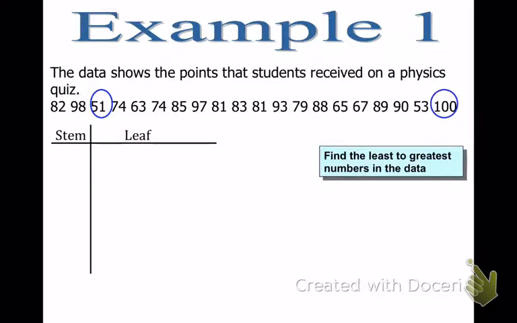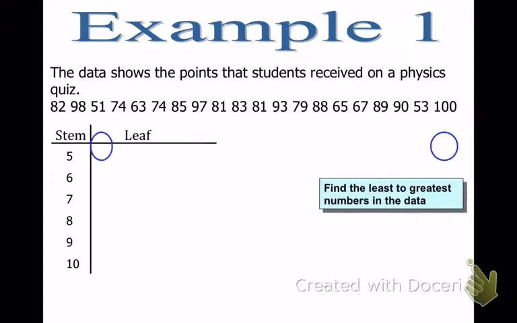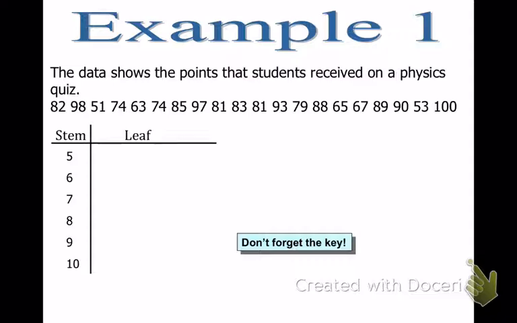So that means on my stem I need a 5 through 10 for the 50s, the 60s, the 70s, the 80s, the 90s, and the 100s. We're going to now follow with putting our key. We don't want to forget that. So we're going to put a key like 8 bar 5. That represents 85. It can be any number you want.